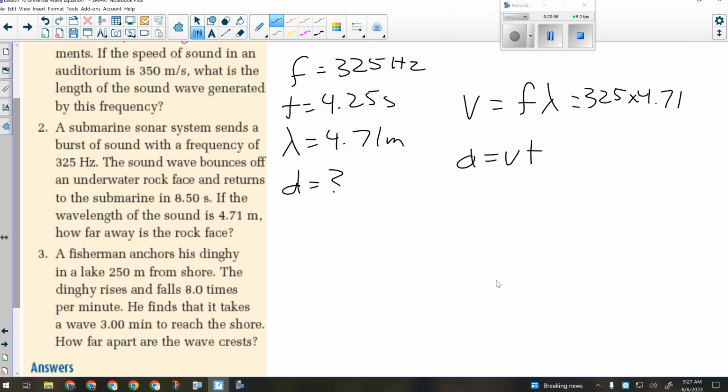Okay, any other ones there, guys? We did okay with the fishermen and the... In 3D, you have to find the frequency by dividing the waves by seconds again. Yes, you do. And you have to convert the minutes to seconds. 180 seconds.